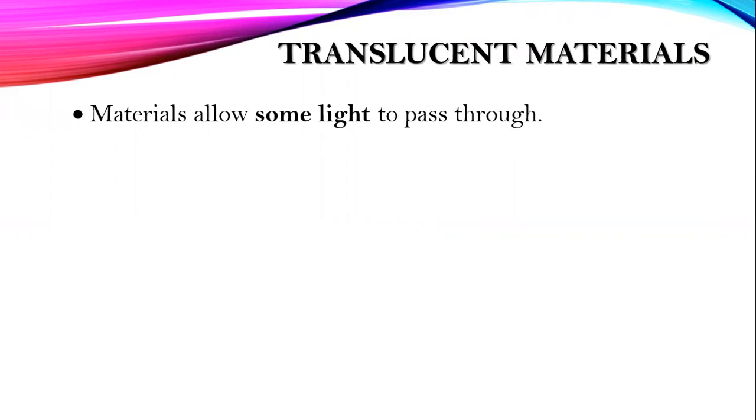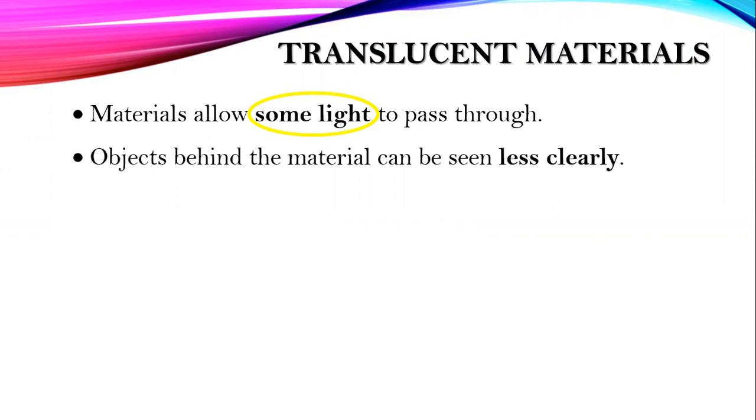Translucent materials. Translucent materials just allow some light, not most of light. Translucent materials allow some light to pass through. So objects behind the material can be seen less clearly. You can see the objects, but you will not see them in full details. You will not see them very clearly. You are going to see them less clearly.